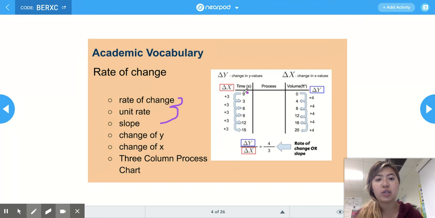Our change in x values from 0 to 3 is adding 3. From 3 to 6 is adding 3. From 6 to 9, adding 3. From 9 to 12, adding 3. And from 12 to 15, we're adding 3. So that's our change in x values. So our rate of change, our slope, or our unit rate is 4 over 3.